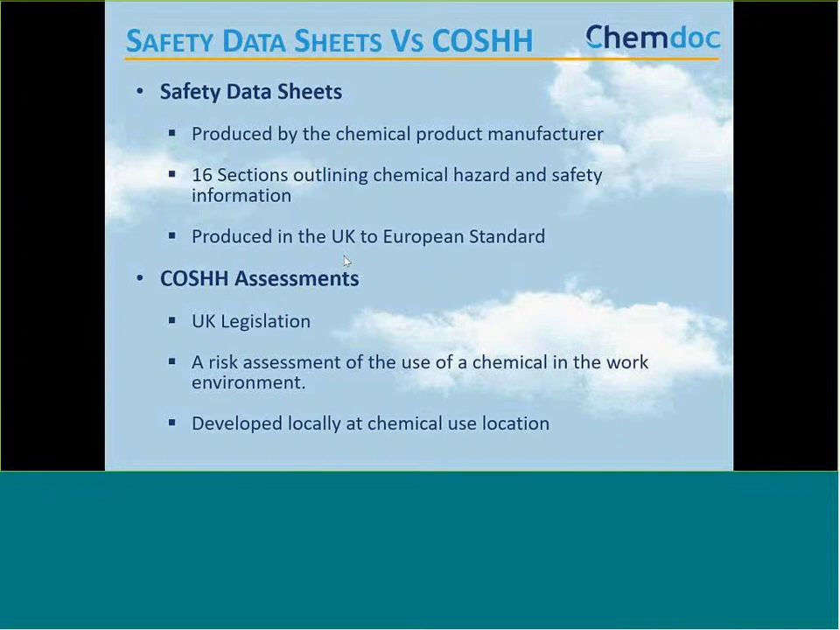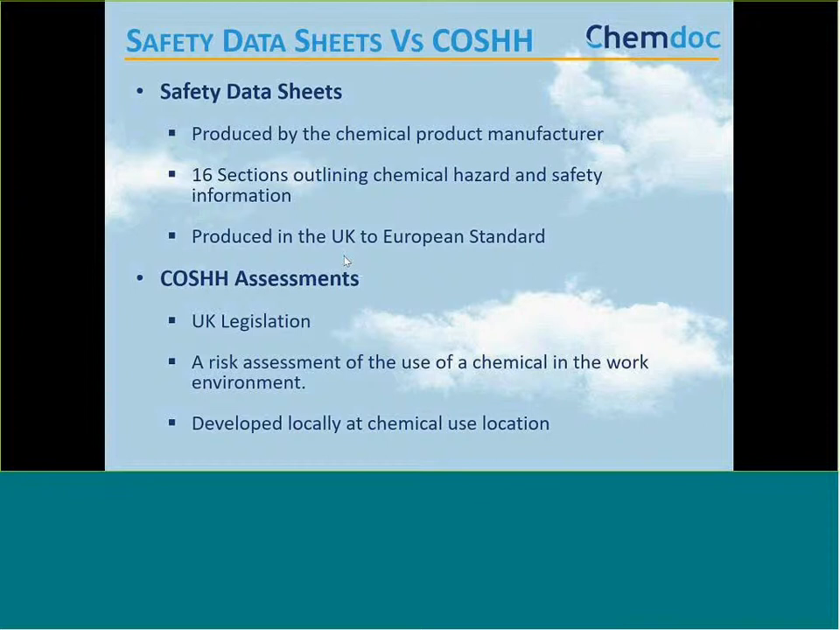A safety data sheet is a 16-page document produced by the manufacturer of a chemical, and it contains 16 sections. It outlines basically the main hazards and some emergency information about the chemical itself. The manufacturer creates it, and it's about just the chemical itself. It's produced in the UK to European standard. We're not sure what's going to happen with Brexit, but even if it does change to a UK standard, it's not going to change the format generally. But for now, it is to a European standard in the UK.